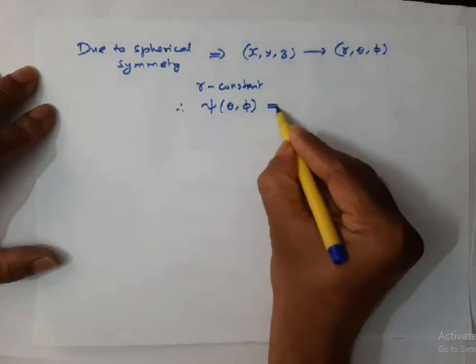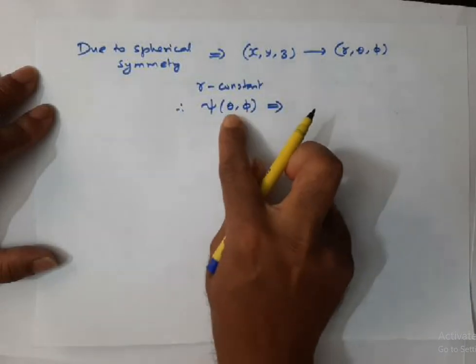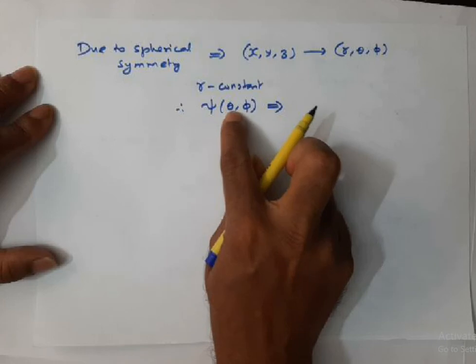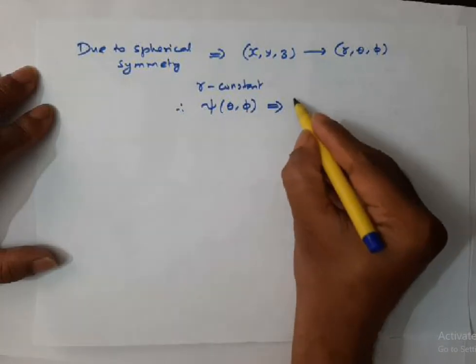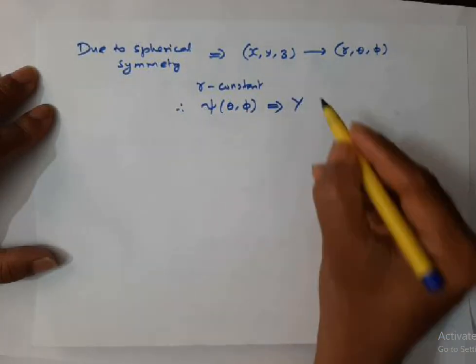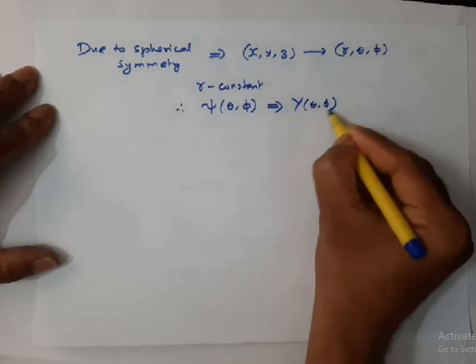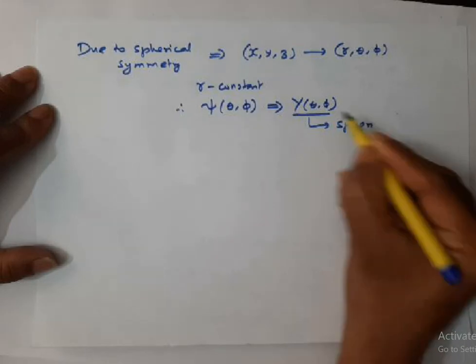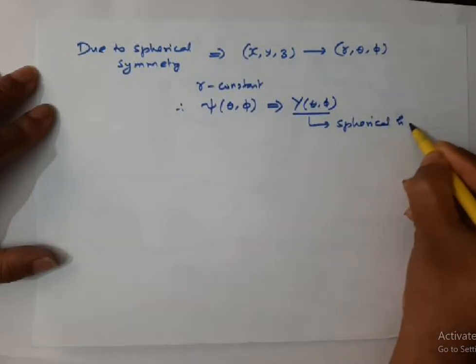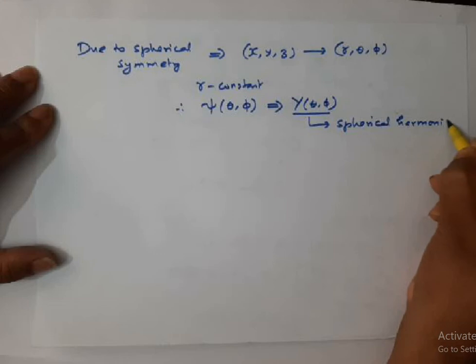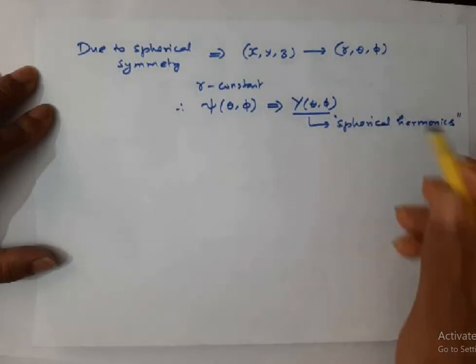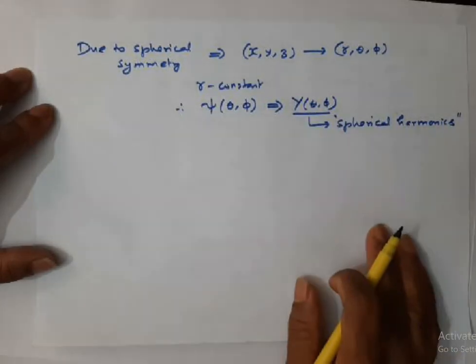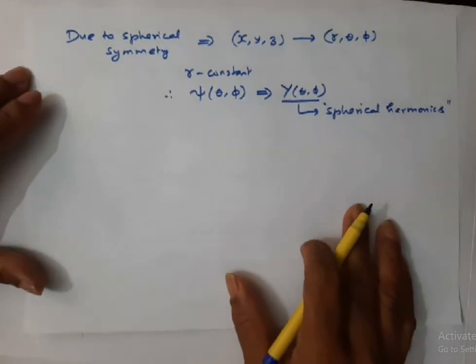And the standard notation is this. Whenever the wave function depends only on theta and phi, we represent the wave function by the symbol Y. Y(theta, phi) is the standard notation, and this function is called spherical harmonics. Keep this in mind.